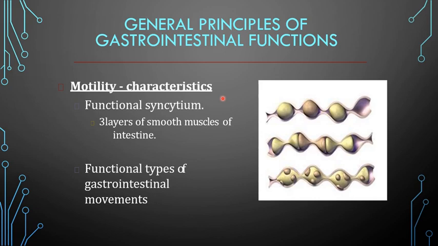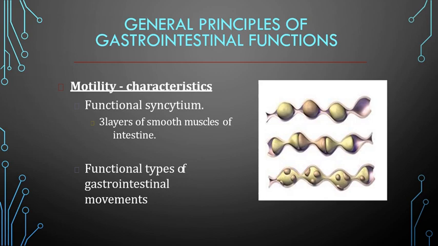That is very well developed in the small intestine. So small intestinal motility plays a very important, crucial role in the whole GI motility. The 3 layers of smooth muscles of the intestine will act as a functional syncytium, which will help in the normal functioning of GI motility.